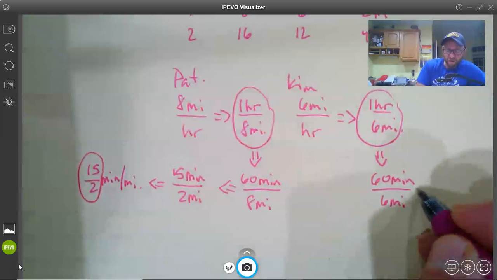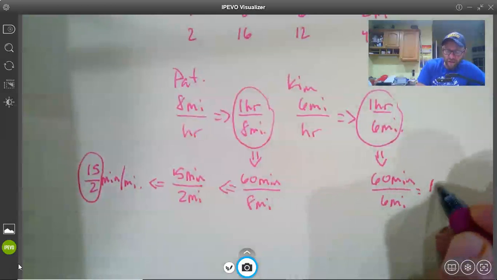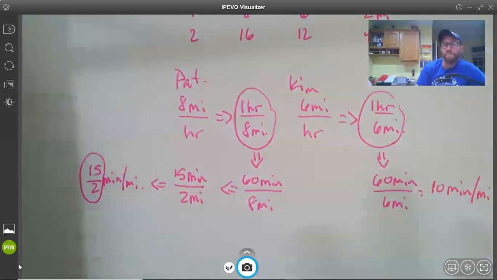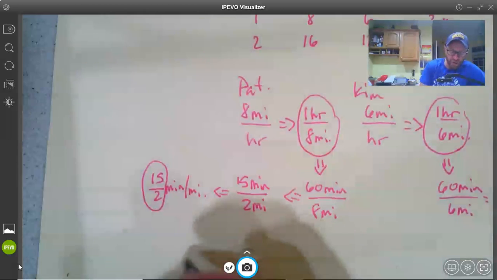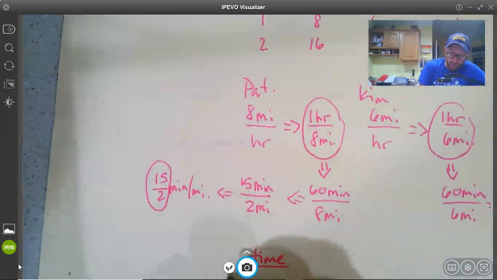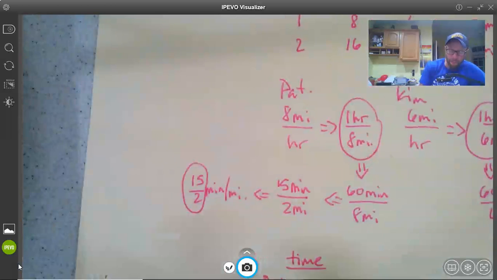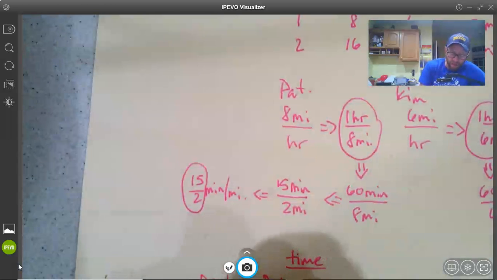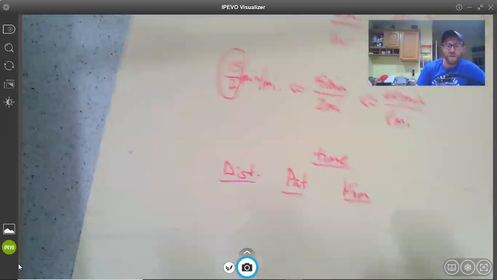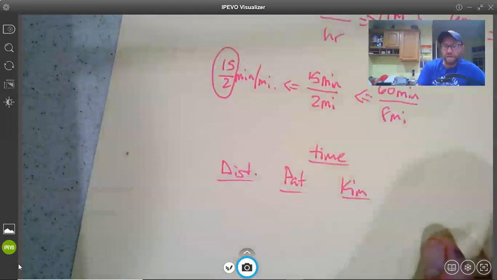60 minutes and 6, that's 60 divided by 6 is 10 minutes per mile. Now I'm going to build a table where I'm going to look at how far apart they are time-wise at any given mile. Okay. So over here we're going to have time for Pat and Kim, and we're going to have distance. Oops, there we go. Right. Time for Pat and Kim and distance.